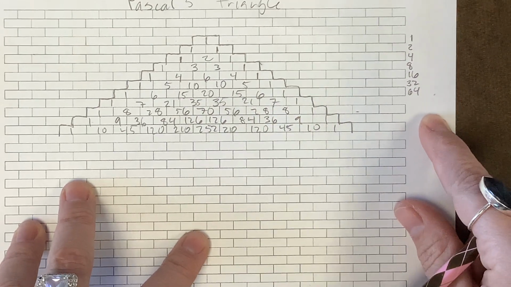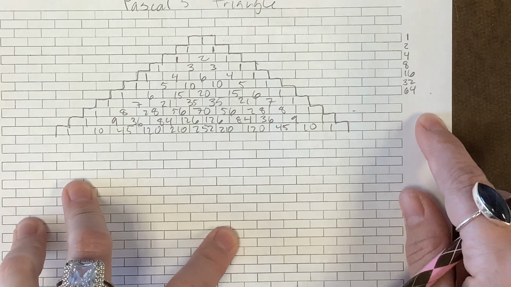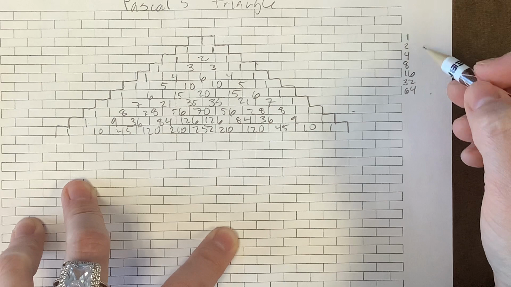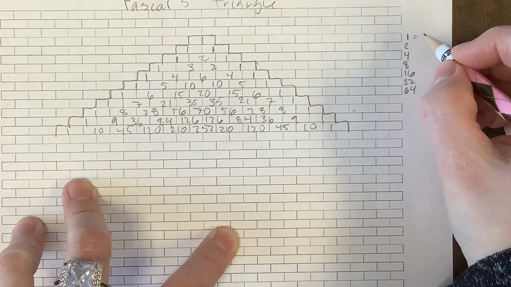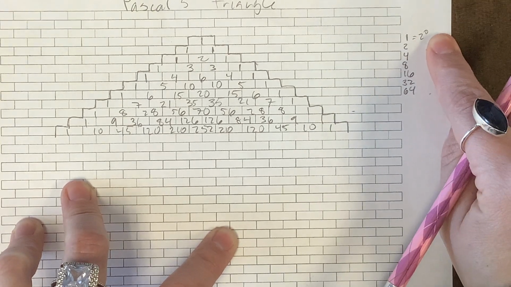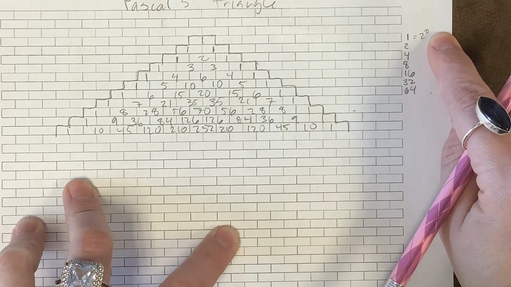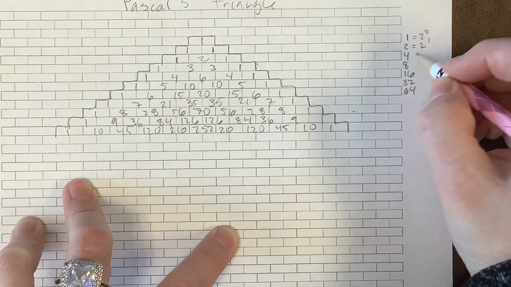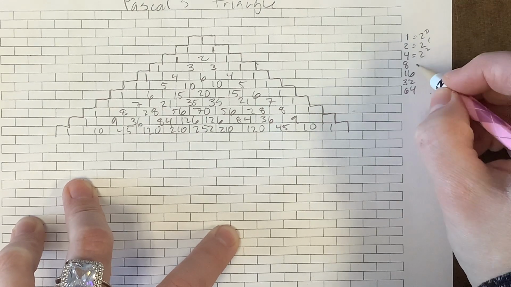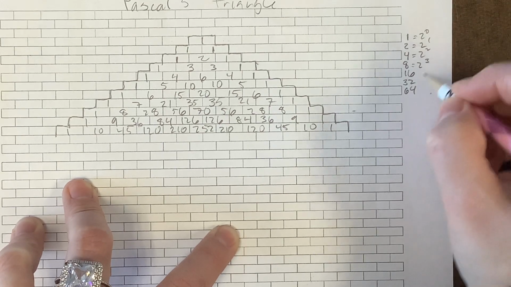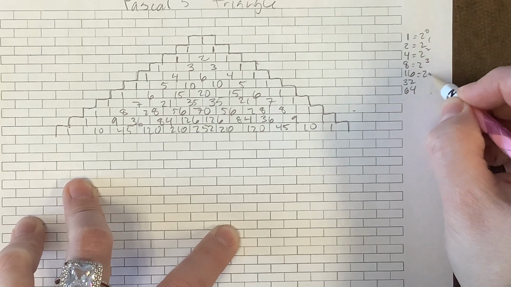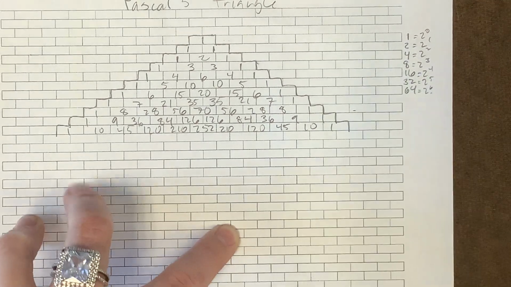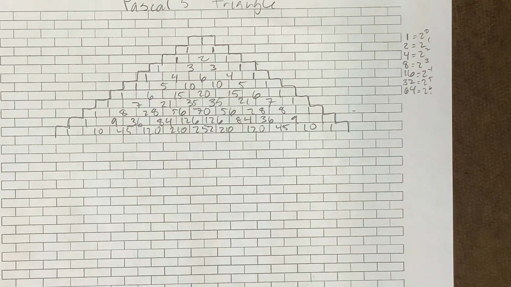Now, this set of numbers is actually something as well, and these are the powers of 2. So if we multiply each number by 2, we get to the next one. So this is actually 2 to the 0 power. Anything to the 0 power gives you 1. 2 to the first power is 2. 2 squared is 4. 2 to the third power is 8, and so on. 2 to the fourth, 2 to the fifth, and 2 to the sixth. Okay, so that's kind of cool.